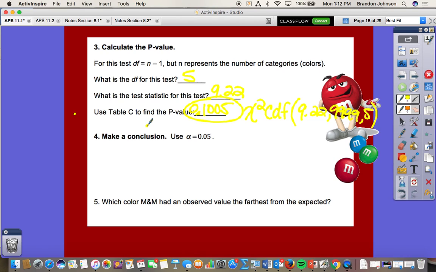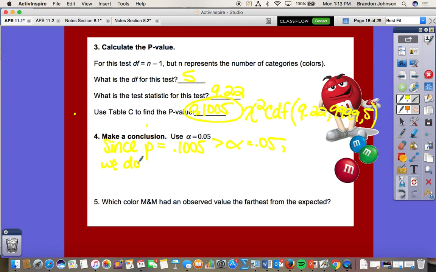Perfect. So what can we make a conclusion about using our 0.05 significance level? James? That we accept the given distribution based off p being greater than 0.05. I like it. And just to keep it consistent, since our p-value is equal to 0.1005, and it is greater than our alpha of 0.05, we accept the given distribution, or we fail to reject H0.